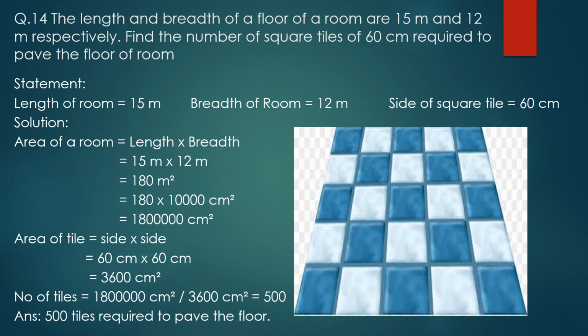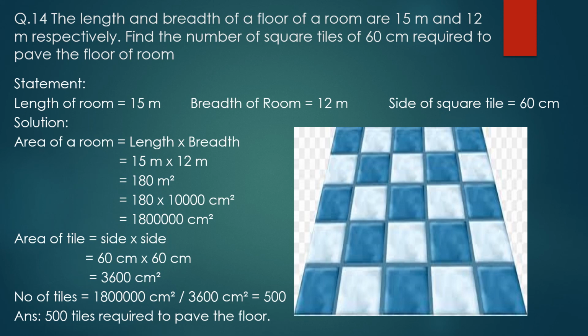Next, the length and breadth of a floor of a room are 15 meters and 12 meters respectively. Find the number of square tiles of 60 centimeters each. The floor is rectangular but the tile is square. Okay, so you have to find the number of tiles to pave the room. Now what we should do here, it is very easy. Always remember, number of tiles is equal to area of floor divided by area of a tile. Simple thing, very easy. So first we will find the area of a room, that is 12 meters into 15 meters. We have got the area of a room.